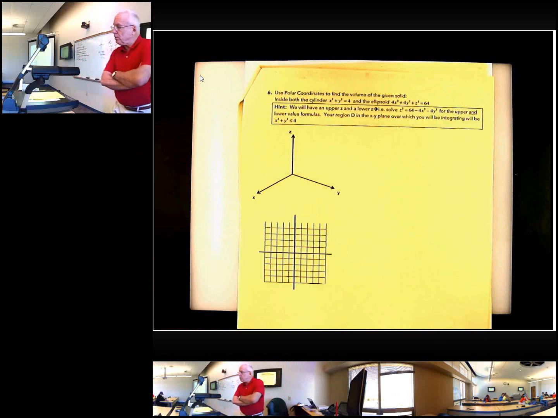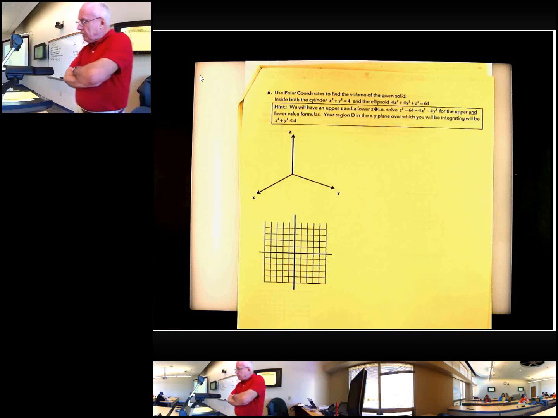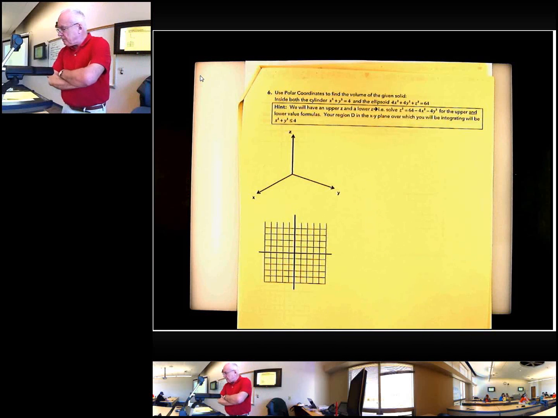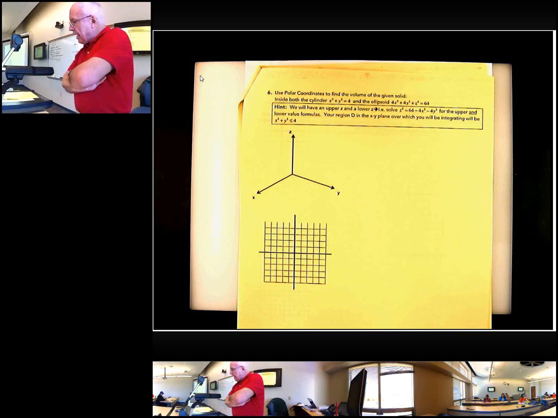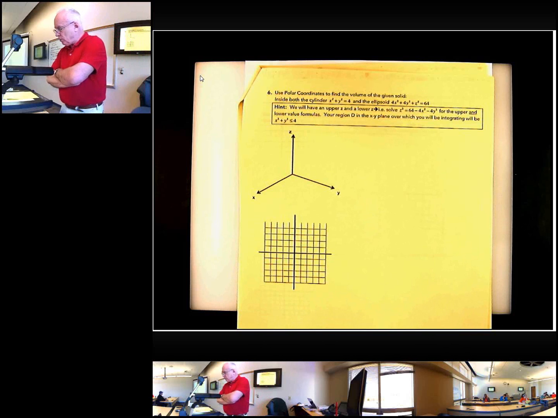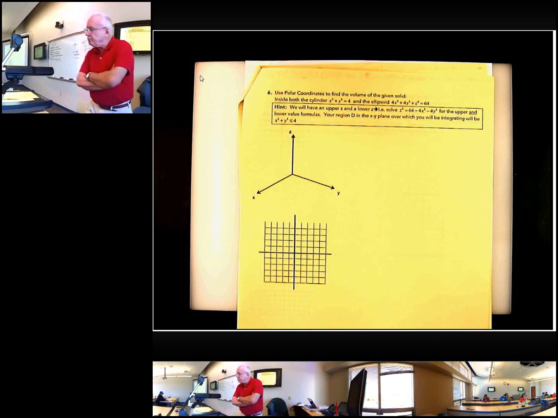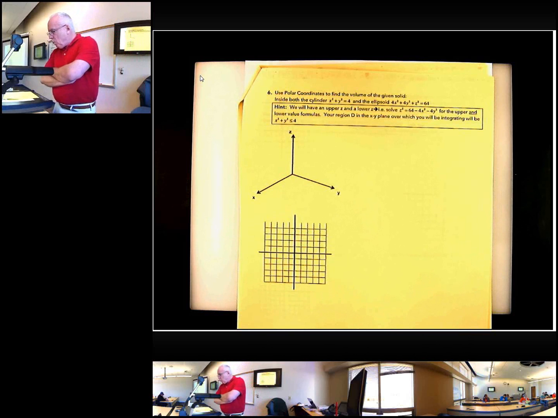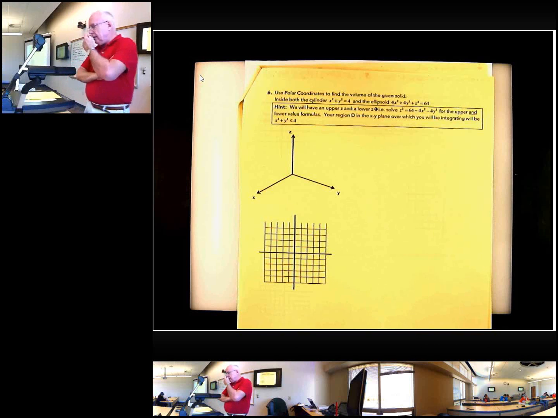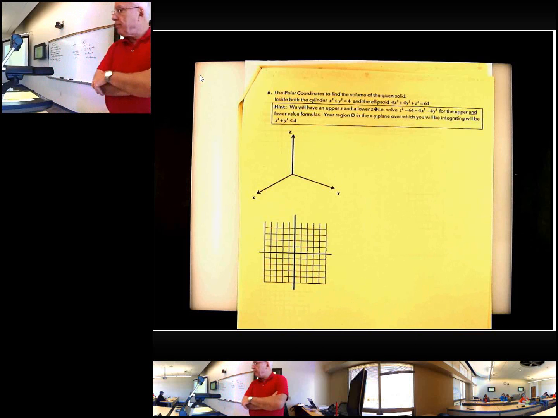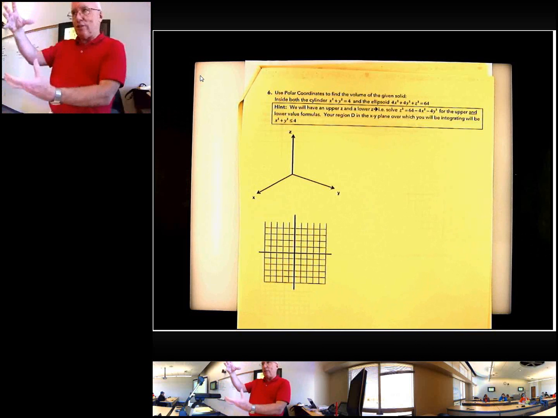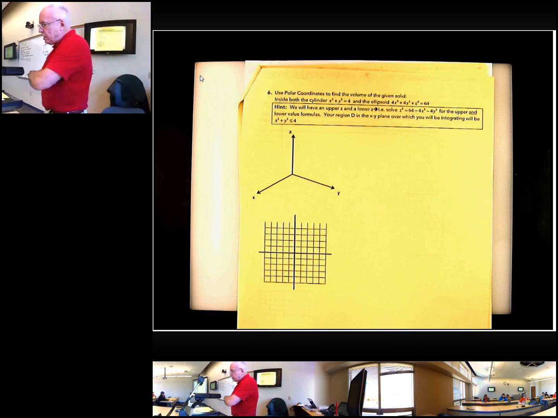Number 6, confused about how to get the bound. Okay, let's see. Here's number 6. Using polar coordinates to find the volume. Okay, so the volume's trapped inside of a cylinder, and it's also in an ellipsoid. Okay, all right. Now, what we have here, this ellipsoid kind of looks like a sphere, except it's kind of an oblong sphere. All right, that's what an ellipsoid is.